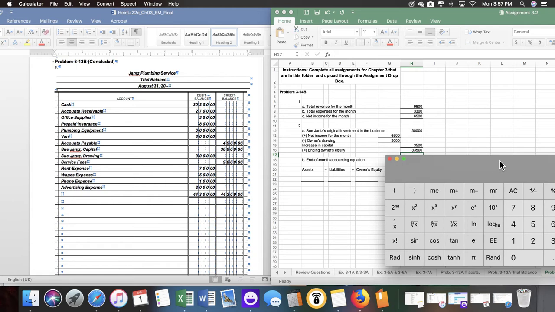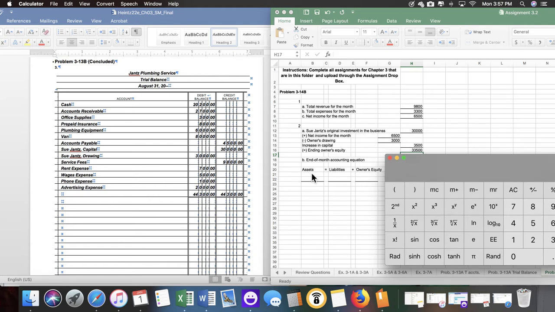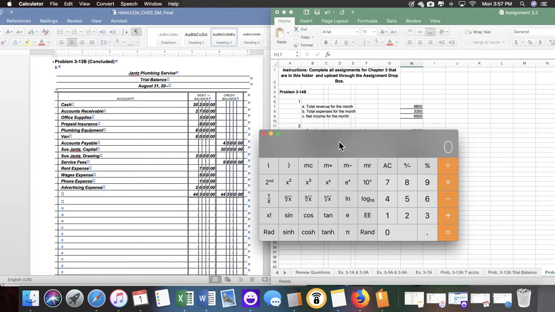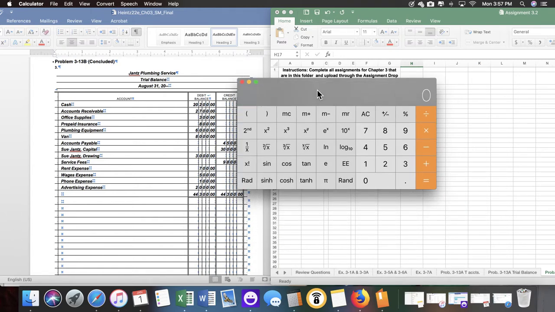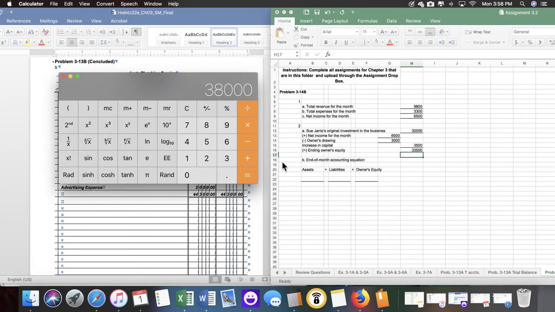And so now we have to complete part B, which is our total of assets, our liabilities, and our owner's equity to make sure that everything does balance. So our assets are $20,200 plus $2,700 plus $300 plus $800 plus $6,000 plus $8,000. So our assets are $38,000.